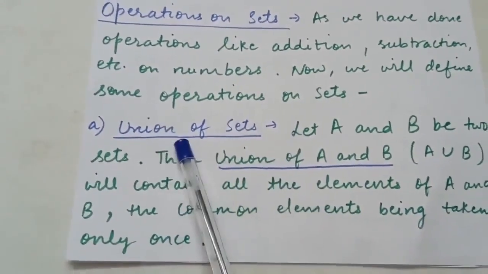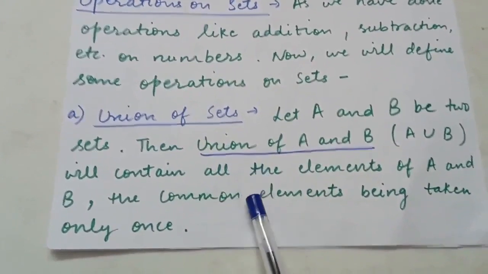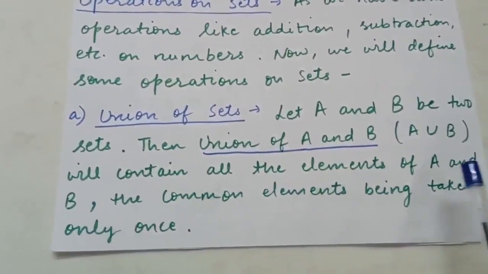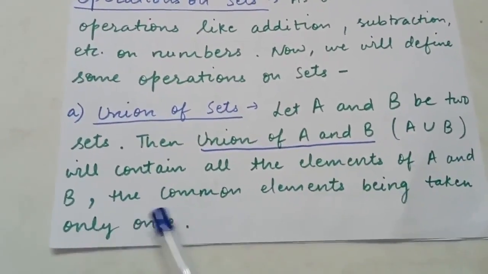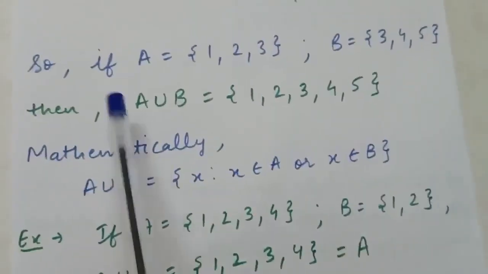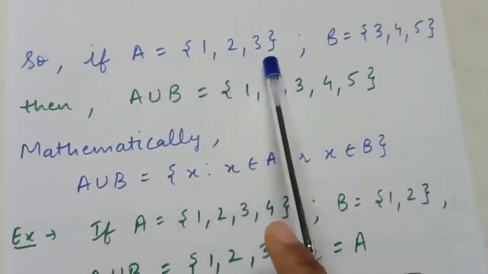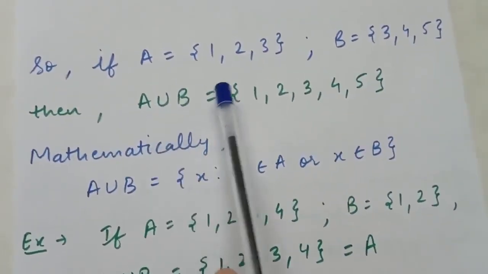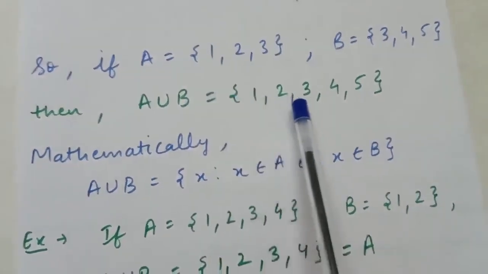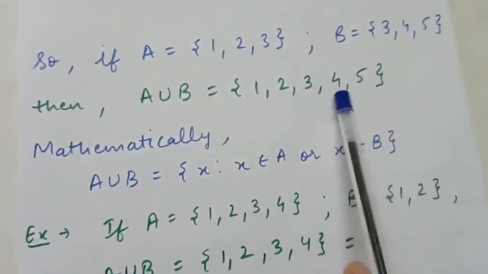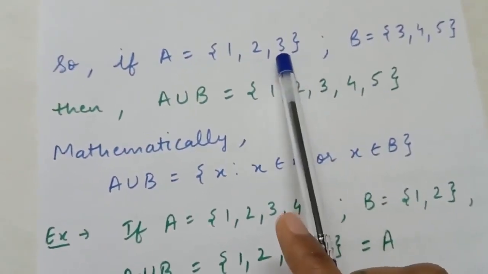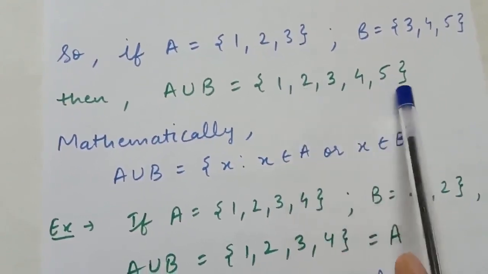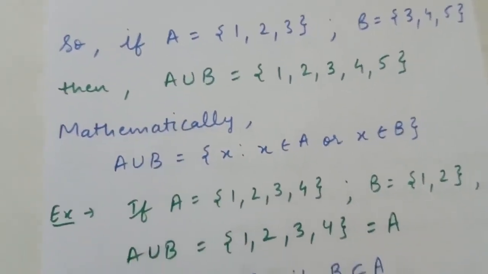So what is the union of two sets? It is a set which will include all the elements of A and all the elements of B. Also the elements which are present in both A and B will be taken only once. So if A is given as {1, 2, 3} and B is the set {3, 4, 5}, then the union of A and B will have the elements of A: 1, 2, 3, the elements of B: 3, 4, 5. Also 3 belongs to both A and B, but we will take it only once, right? So {1, 2, 3, 4, 5} will be the union of A and B.